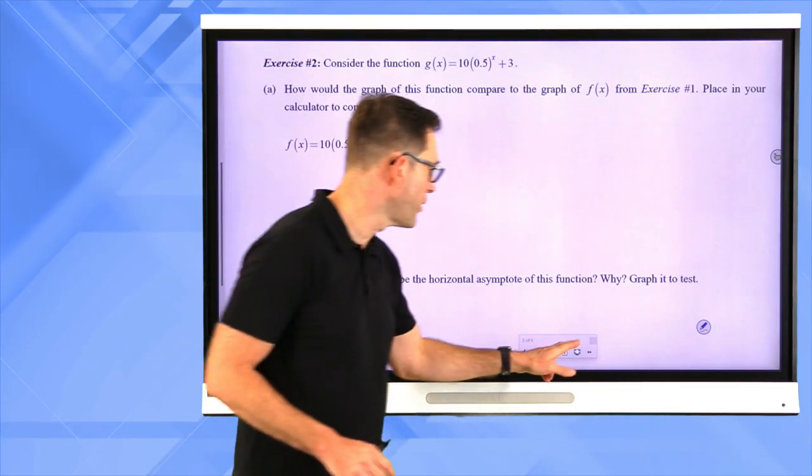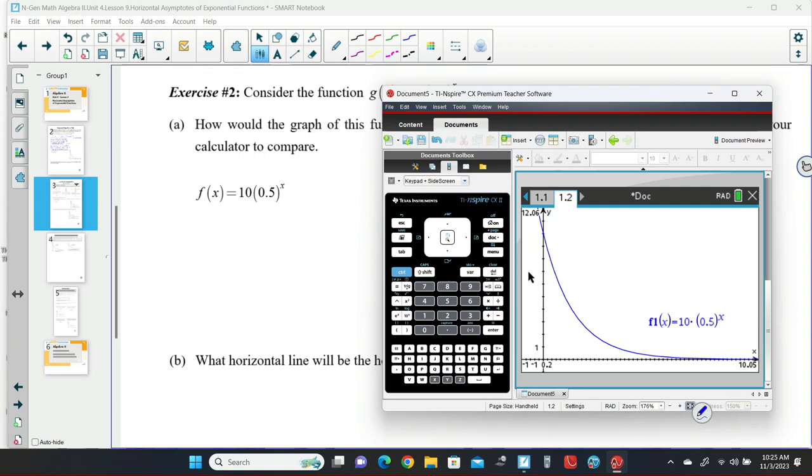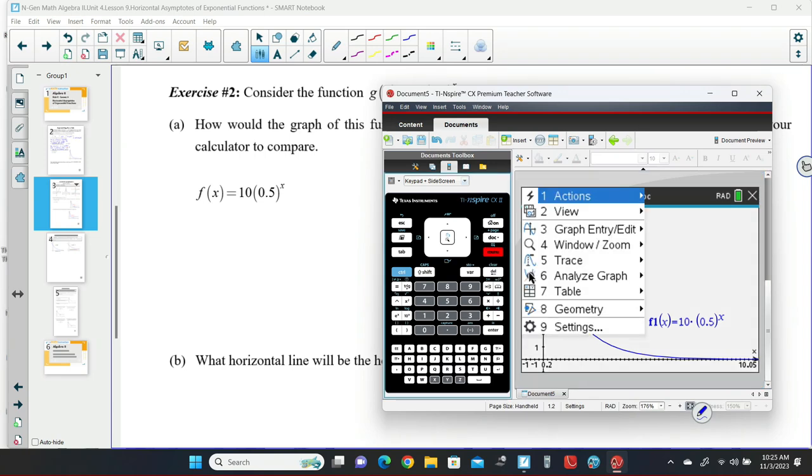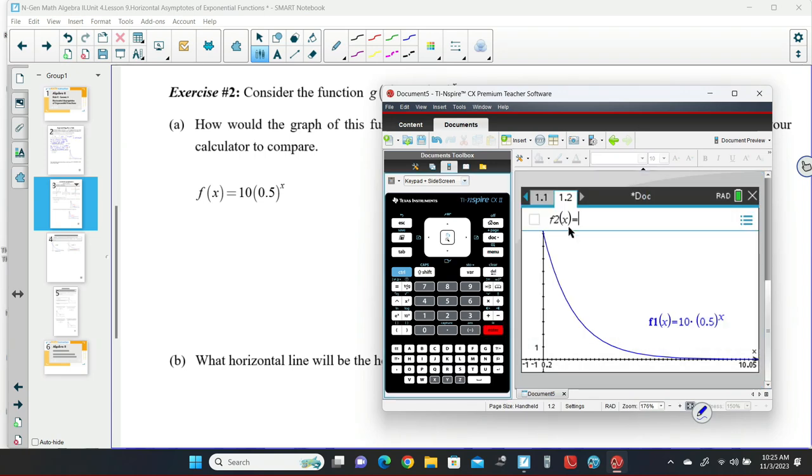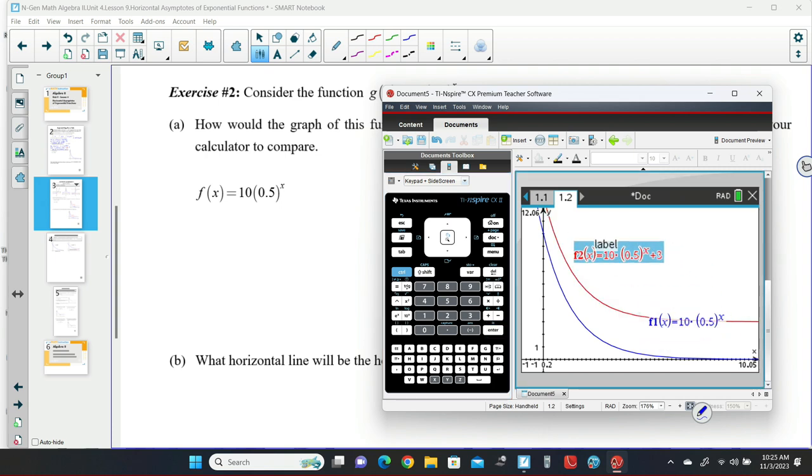All right, well, let's throw it into our own graphing calculator. Let's go for it. I'm going to go menu 3. I just have to put in the new function. So that's going to be 10 times 0.5 raised to the x plus 3. Excellent, and there it is. A little bit of an easier time of it there.